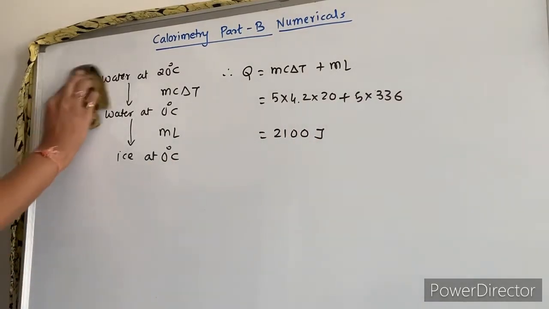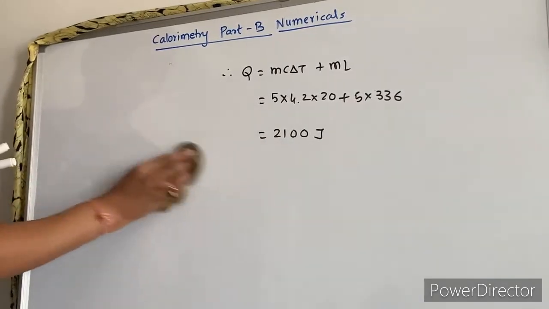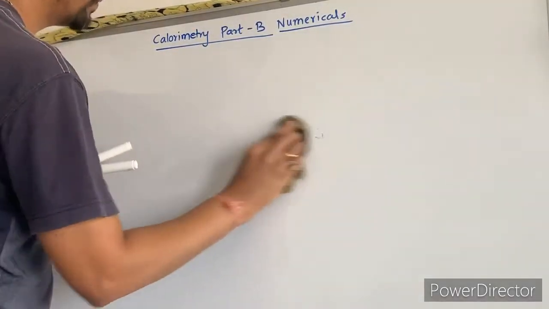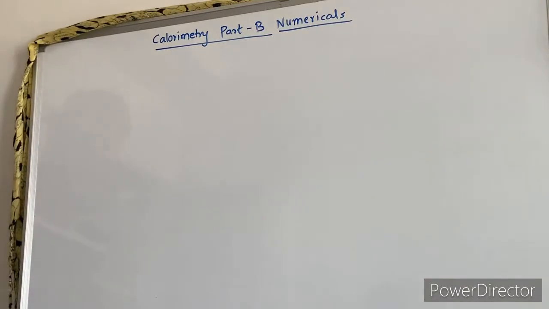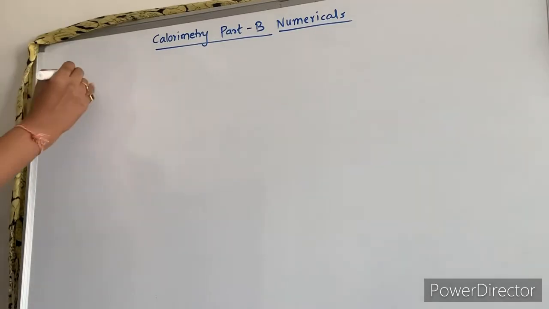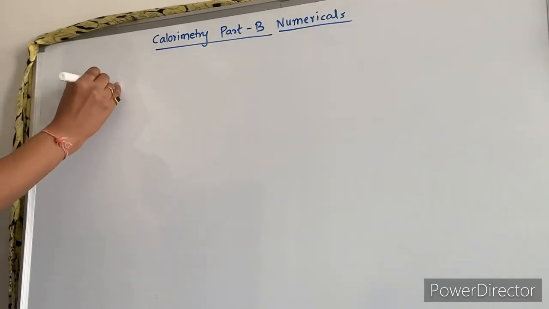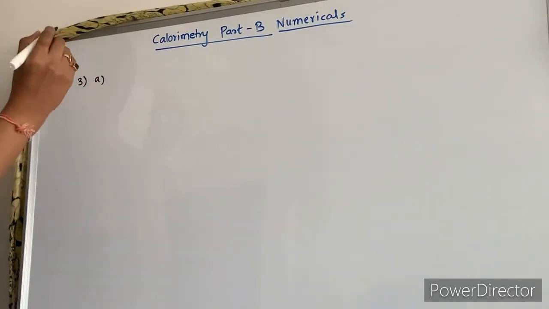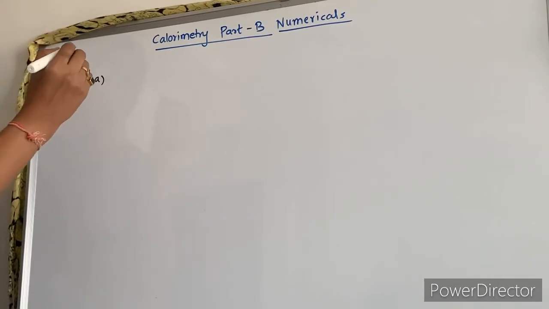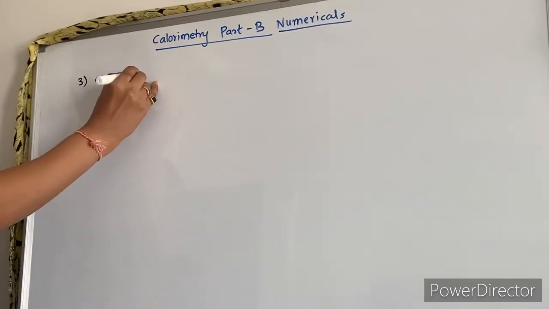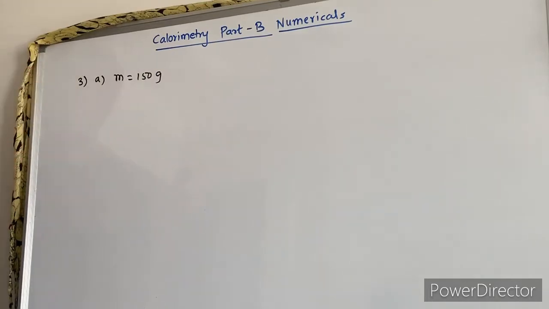Check the next, third one. Third is important and different. Check third, what is given? A molten metal of mass 150 gram is kept at its melting point. Underline the word melting point. So what is given here? Third part A, what is given? Mass is given, it is 150 gram, right?